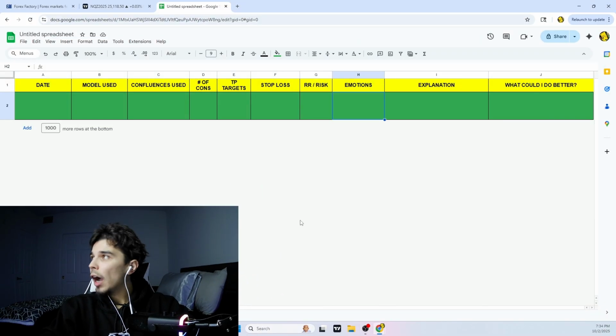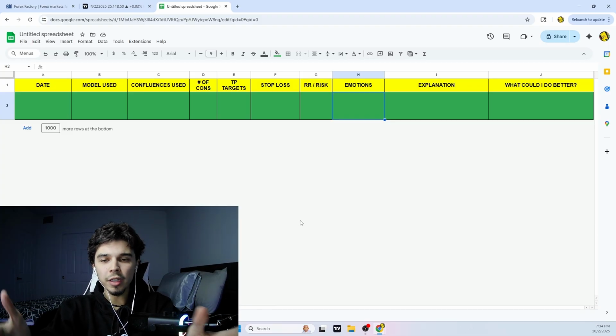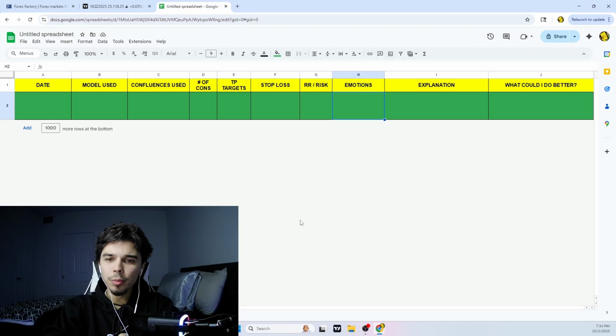So first things first, I use Google Sheets to journal every single trade. I know there are actual trading platforms and websites you can use, but I just like to keep it simple. It's worked for me ever since I started trading. So this is what I use.